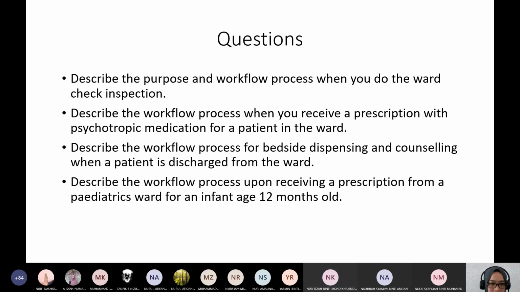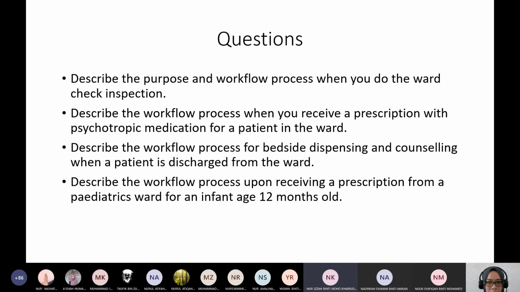You receive a prescription from a pediatric ward for an infant aged 12 months. So for a 12-month-old, what's the first thing you need to think about when you supply medications to infants? What are the specific criteria or requirements you need to consider before you supply medications to infants? The strength and dose based on their weight.